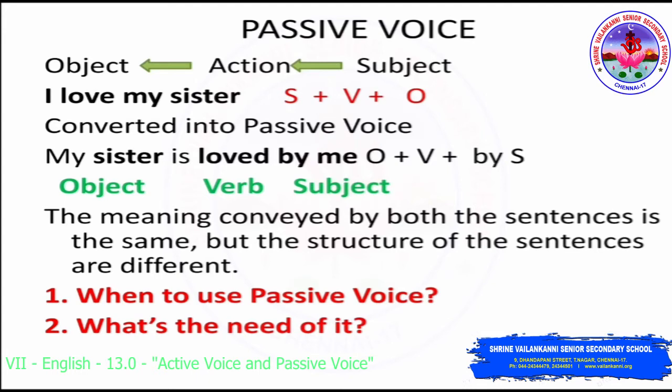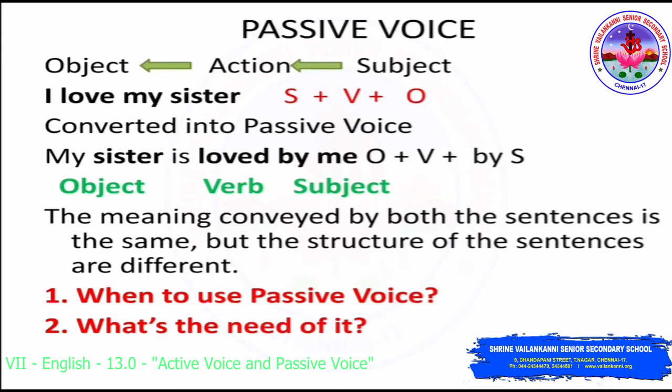In the first sentence, what did we see? I love my sister, and the sentence structure is subject plus verb plus object, right? Here in the next line, the sentence structure for passive voice is different. Object in the place of subject and subject in the place of object. Verb remains the same. So, object plus verb plus by subject. Here the verb is used in the third form, which is the past participle of the verb.